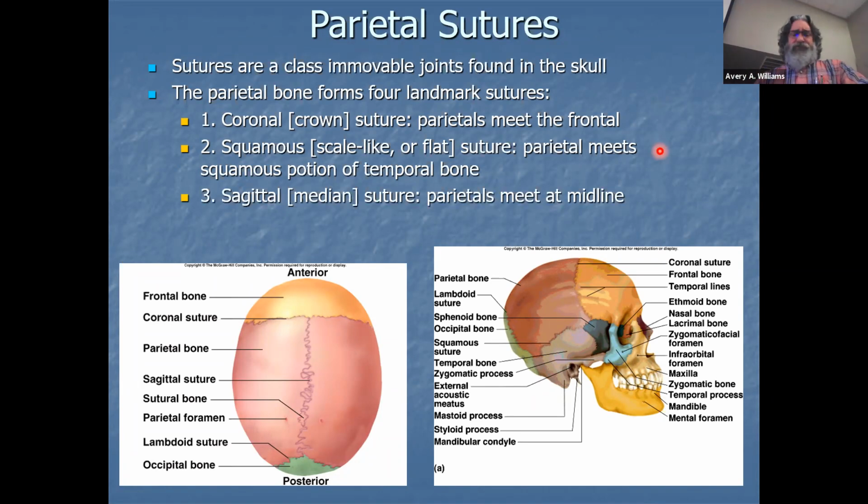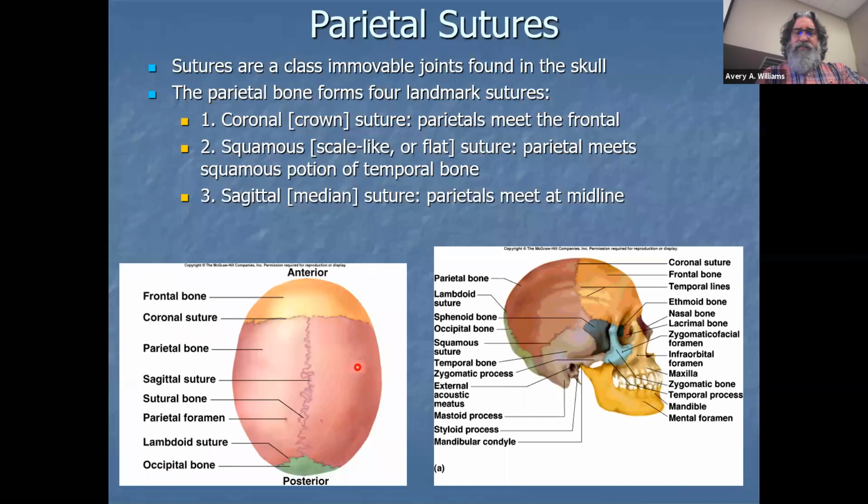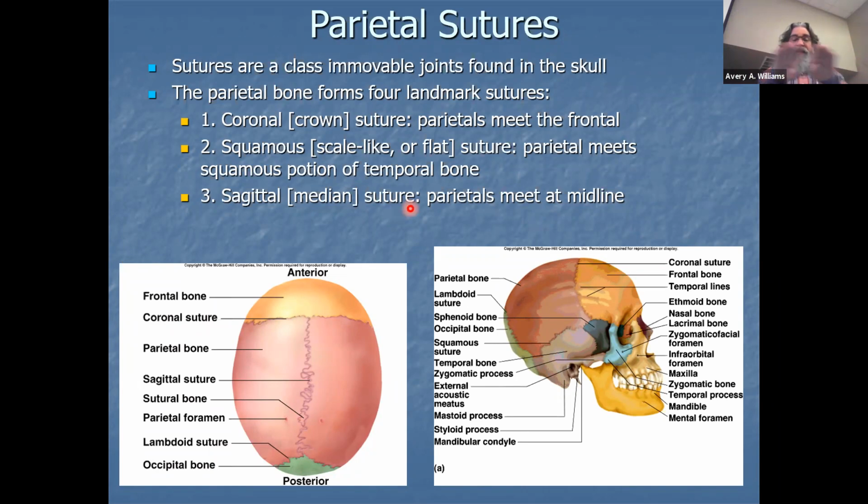Number 3 is the sagittal suture. Remember the sagittal plane sections the body into left and right halves. Let's imagine a plane running right down the middle here, with the right side of the head and the left side of the head. That's your sagittal suture, basically where each of the parietal bones meet each other. They meet at the midline, forming the sagittal suture. Of course, you can't really see it, but it's right here on the top of the head, front to back.